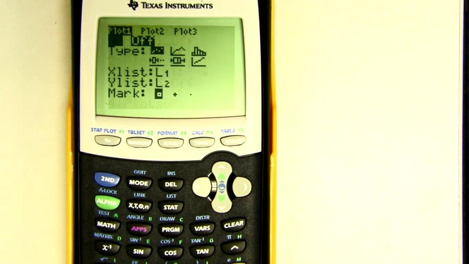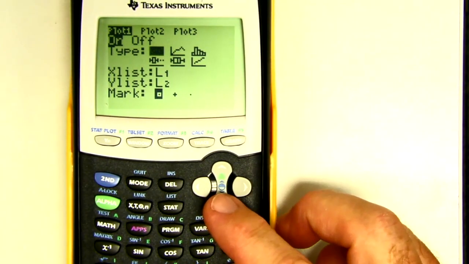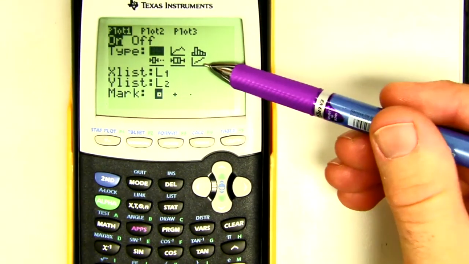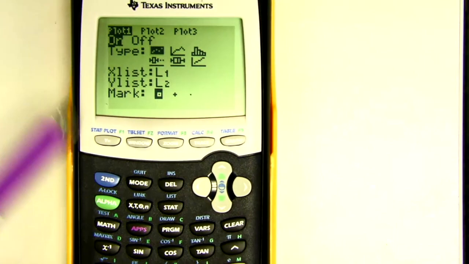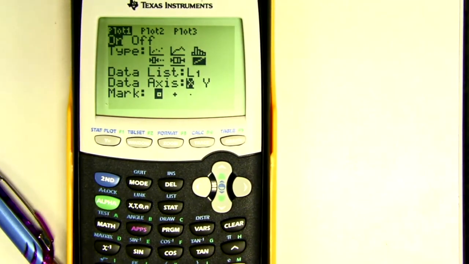If you go into plot 1, in the graph types down here, this last graph over here is the normal probability plot. When you select it, it'll ask which list will be the data and which axis. The data list will probably be in L1, and put the data axis as the x-axis. It should default to that, but just in case it doesn't, make sure it's set for the x-axis. That's the way we will be constructing all of our normal probability plots.